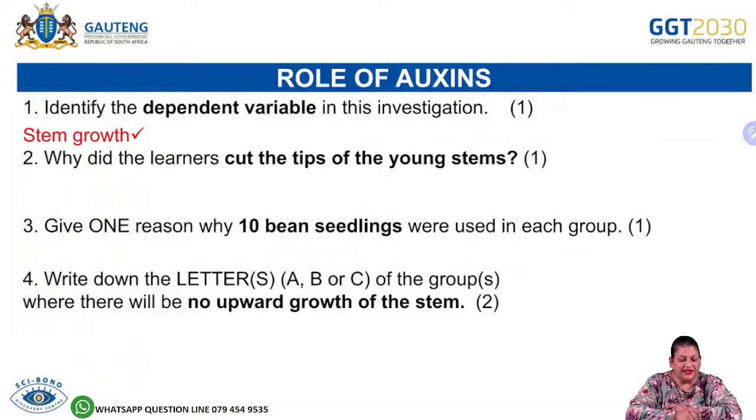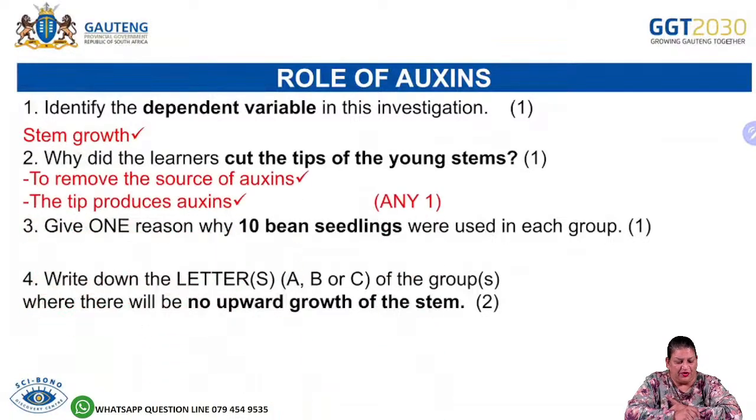Okay. Why did the learners cut the tips of the young stems? Why did they cut it? Because they want to know whether auxins have an effect on stem growth. They want to find out whether auxins are causing the stem growth, because auxins are found where? In the stem tip, and they cause stem growth. So we cut it because we want to remove the auxins, because the auxins are found in the stem tip. That's why we want to know, is there an effect? If we remove it, let's see if the stem grows. If we leave it, let's see if the stem grows. Therefore, they cut the stem tips because we are carrying out an investigation.